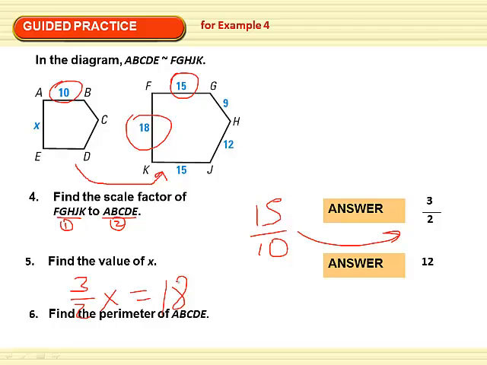Now it says find the perimeter, which means you're going to have to find the length of each one of the corresponding sides. So one of the things that I'm going to have you guys do on your own: we know that x is equal to 12. You have to find CD's length and you have to find ED's length. And I want to see if you understand the concept and come up with the answer 46, because you're trying to find the perimeter of ABCDE.